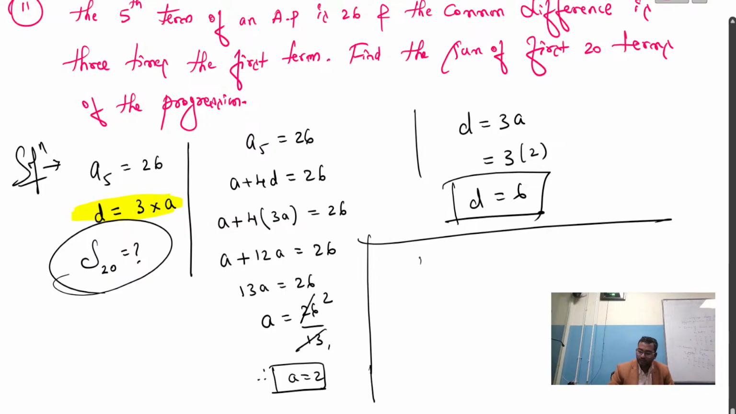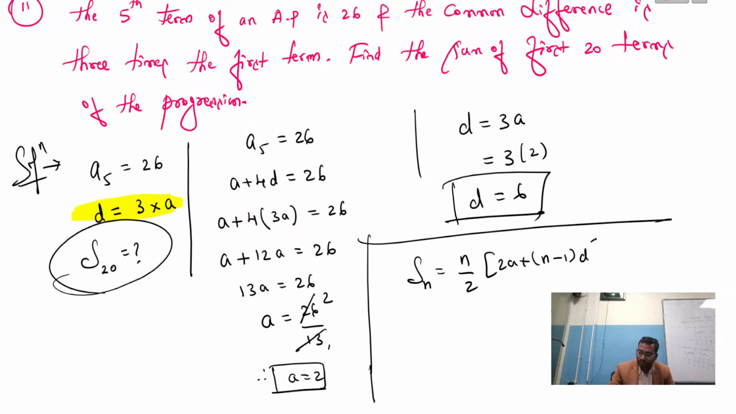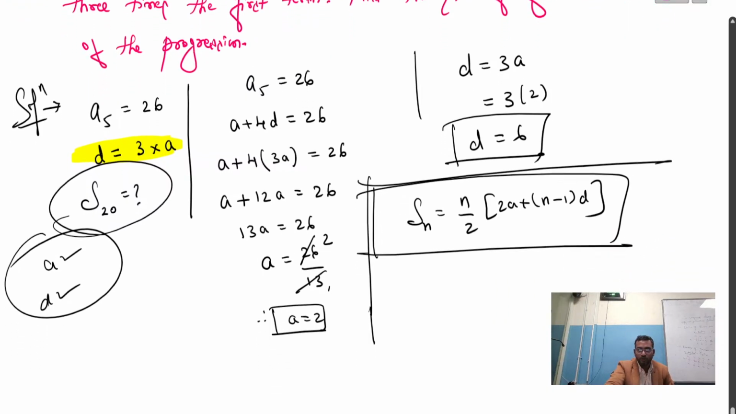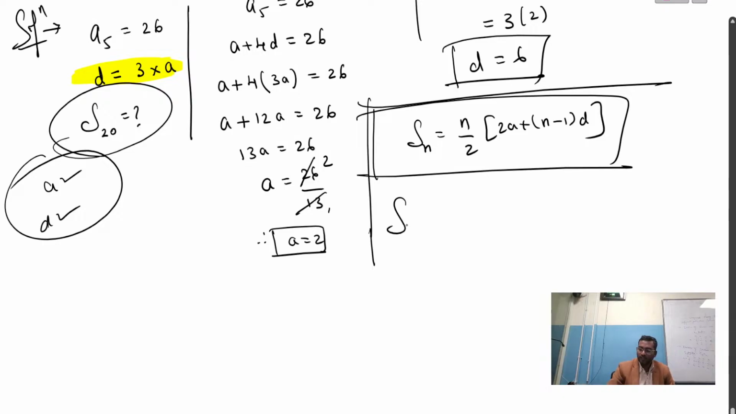Now S20. S20 can be written as Sn is equal to n by 2 into 2a plus n minus 1 into d. Why am I using this formula? Because we know the a and d values. So I am using this formula. Just before, I told you about this point. Right? Now we need S20. The n value is 20 here.